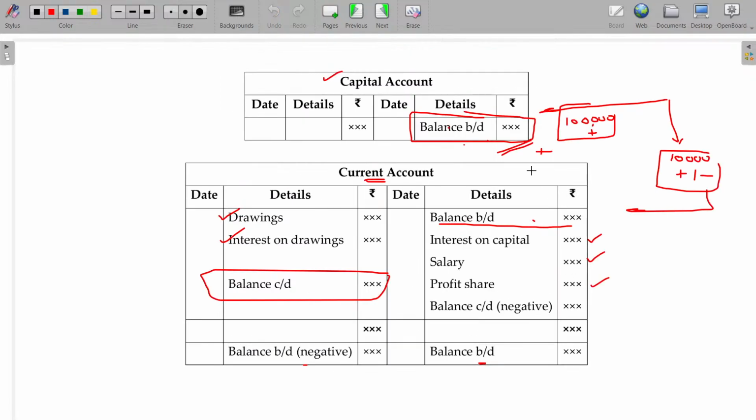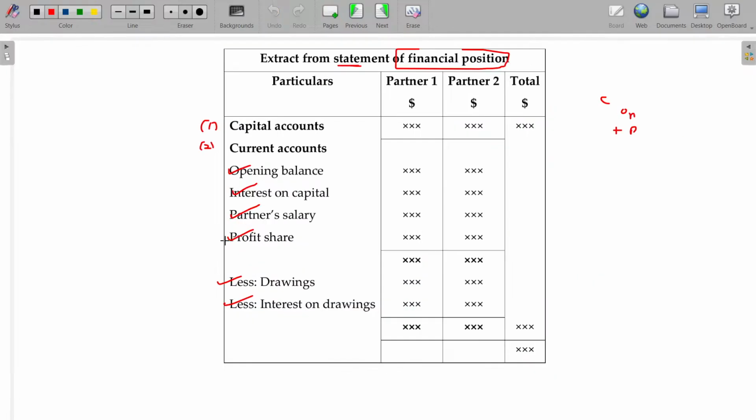The first one will appear in the balance sheet on the liability side. These things also appear on the balance sheet liability side after adding these values. Okay, from that you have to subtract drawings and interest on drawings. Then you will get this financial position statement for the capital as well. The rest of the other things, like non-current liabilities, non-current assets and current assets, will appear as usual. There will not be any complications.